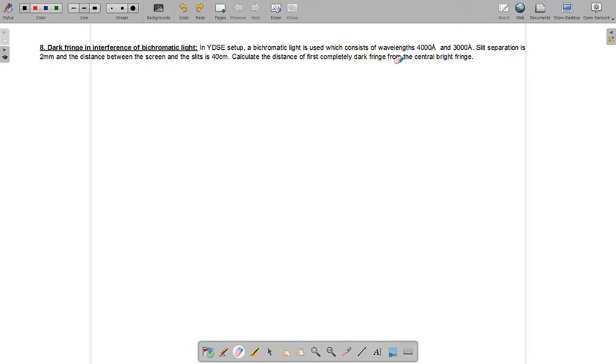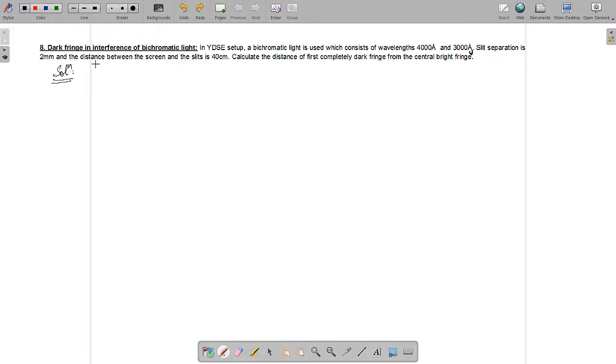Now, in this type of question, we need to understand that the fringes will be formed because of one wavelength of light and the other wavelength of light. Because of both these wavelengths, there will be different fringes formed, and if these fringes overlap each other, that intensity will be recorded. If we want to find the distance of the first completely dark fringe, we need to understand that the completely dark fringe will be formed at the position where the dark fringe due to this wavelength and the dark fringe due to this wavelength coincide. So let's start with the solution for this.